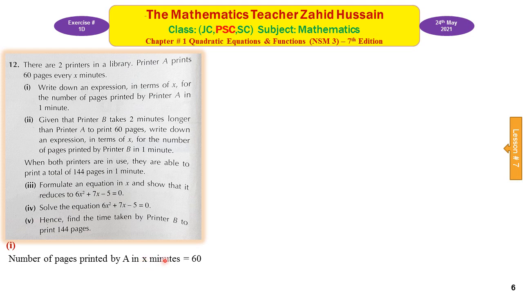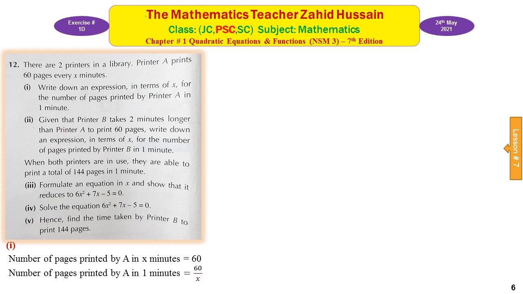Now in x minutes, 60 pages are printed. What is the number of pages printed in 1 minute? It will be equal to 60 over x. So this is an expression for printer A to print the number of pages in 1 minute in terms of x.